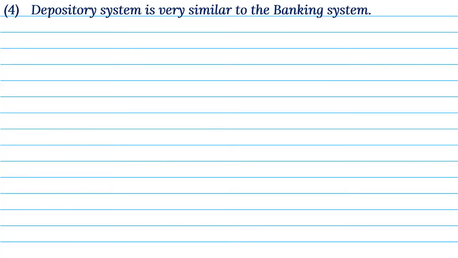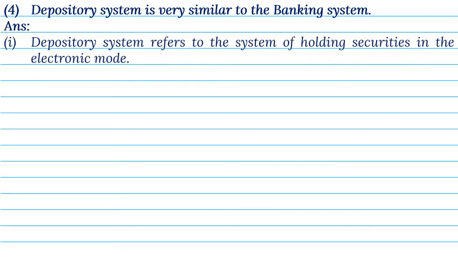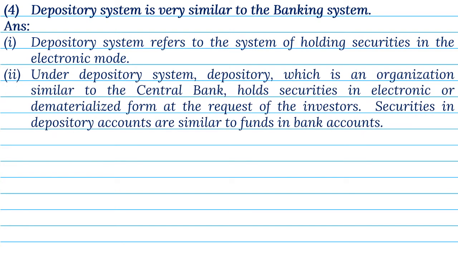4. Depository system is very similar to the banking system. Answer. 1. Depository system refers to the system of holding securities in the electronic mode. 2. Under depository system, depository, which is an organization similar to the central bank, holds securities in electronic or dematerialized form at the request of the investors. Securities in depository accounts are similar to funds in bank accounts.